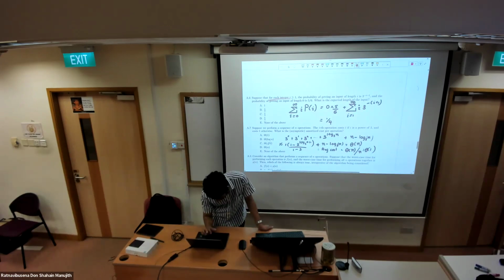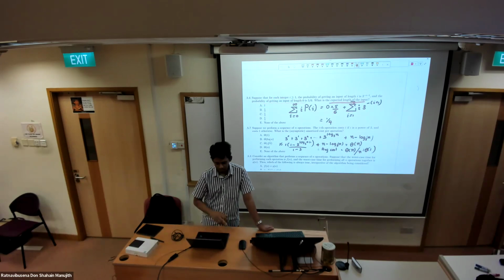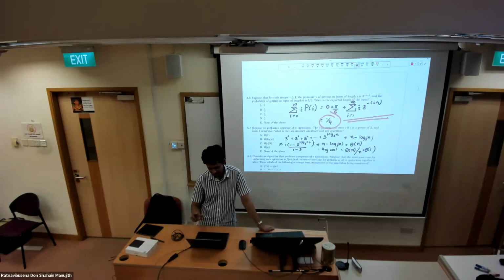Suppose that for each I, the probability of getting an input of length I is equal to the minus I plus 1, minus bracket I plus 1. And the probability of getting an input of length 0 is 506. What is the expected length? Okay, very easy. Expected length is this, and then you can expand: 0 times 506 plus the summation. After you do some maths, you can get 1/4. But if you have a calculator, since it's an MCQ, just approximate this value, use your calculator and get the answer.